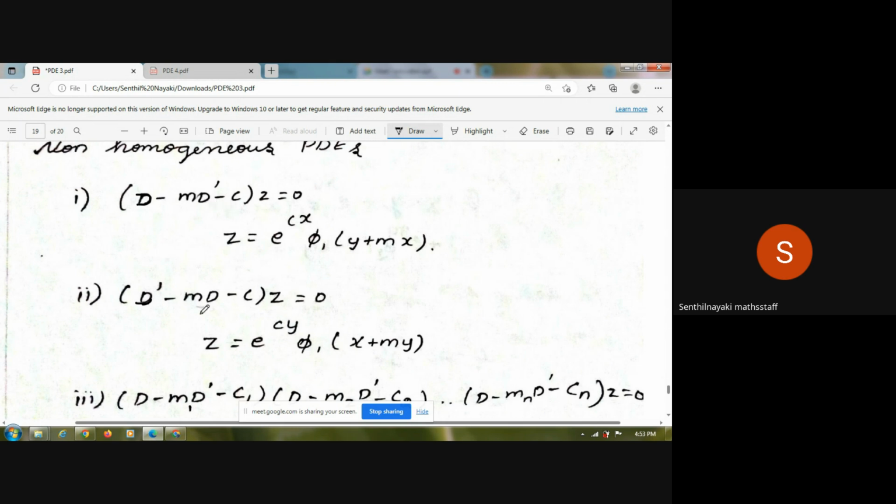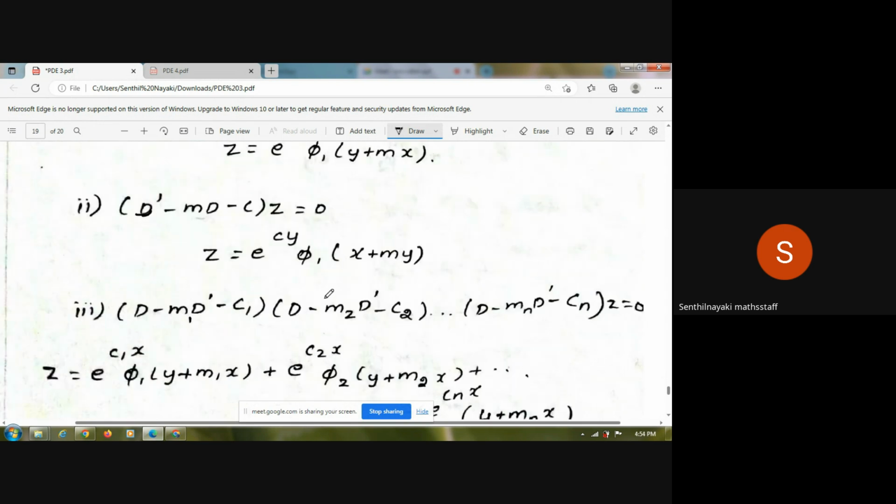These two are non-homogeneous, but here the first term is d, therefore the coefficient of d dash is m, but here the first term is d dash, the coefficient of d is m. If the first term is d, then y will be the first term, but if the first term is d dash, then in the complementary function the first term is x. So this is very very important.